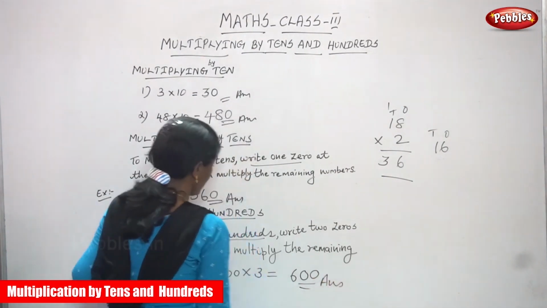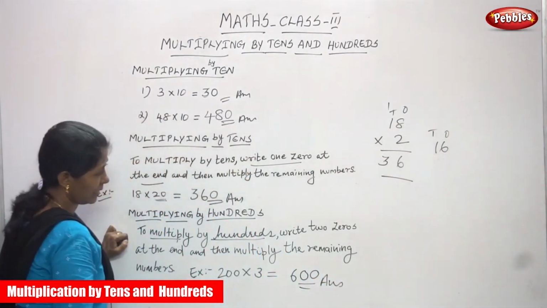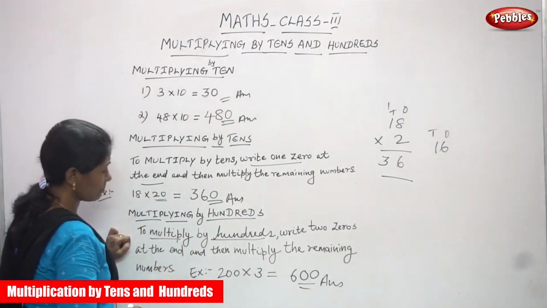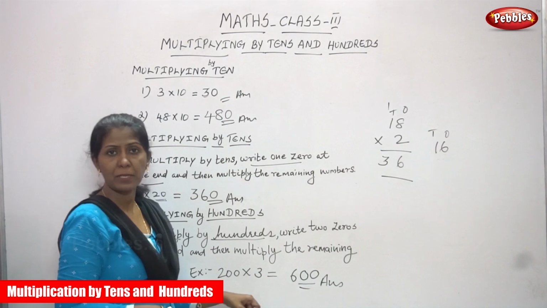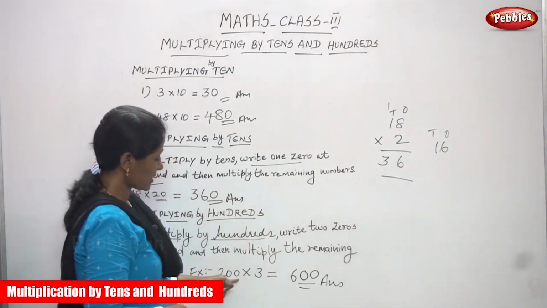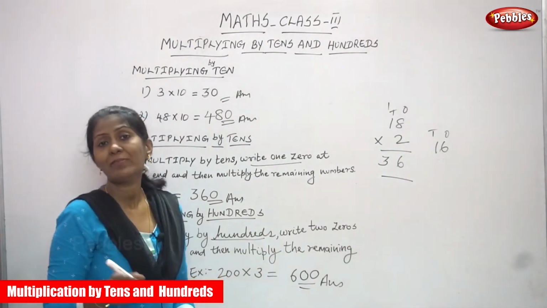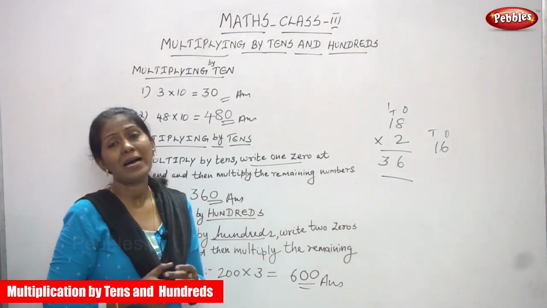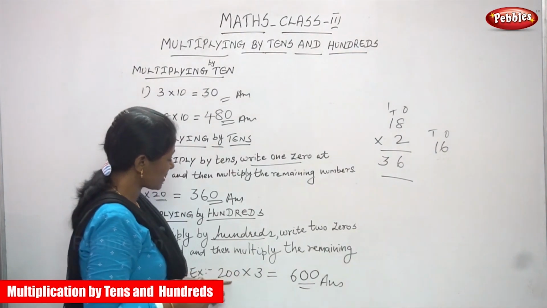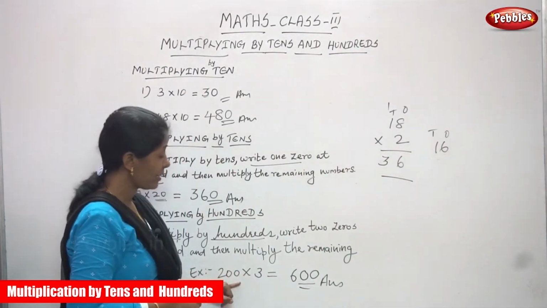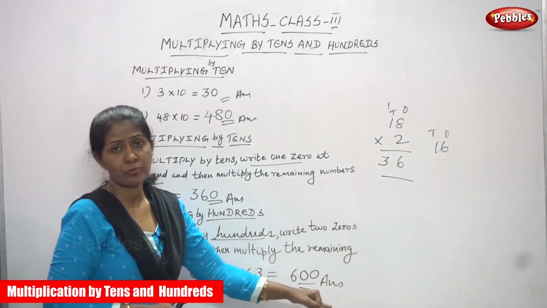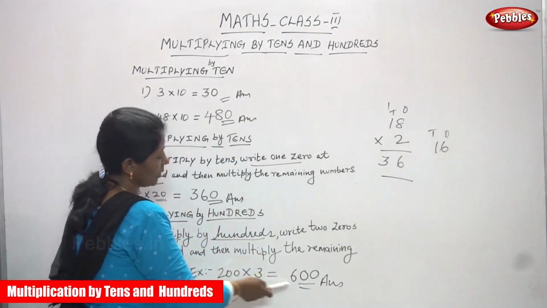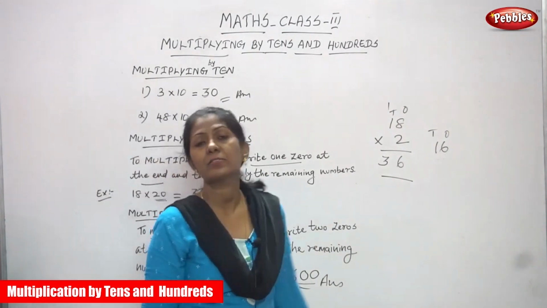I'll repeat once again, multiplying by hundreds. To multiply by hundreds, write 2 zeros at the end and then multiply the remaining numbers. That means 200 is going to be multiplied by 3. First you must see, 100 means, you know that very well, 10 means you must add only 1 zero, 100 means you have to add 2 zeros. So you must see the 2 zeros very carefully and write them at the end first. Then the remaining numbers you are going to multiply. So 3 into 2 gives 6. So 600 is the right answer for this question.